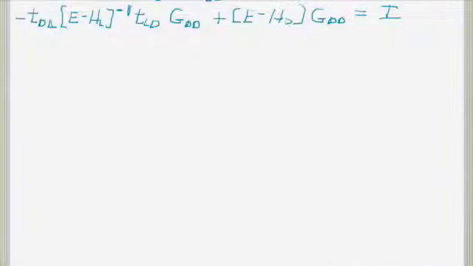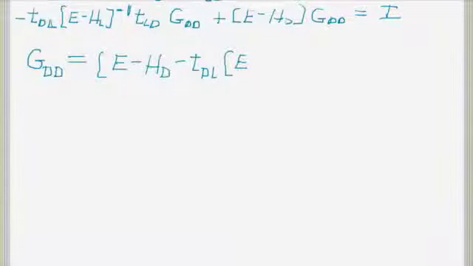And now all the terms multiply GDD, so I get GDD, which is what we're after, is equal to E minus the device part of the Hamiltonian, minus TDL E minus HL quantity inverse TLD, I think that's it, and then the whole thing inverted. Okay, so what I've managed to do by writing it like this is I get just what I need.